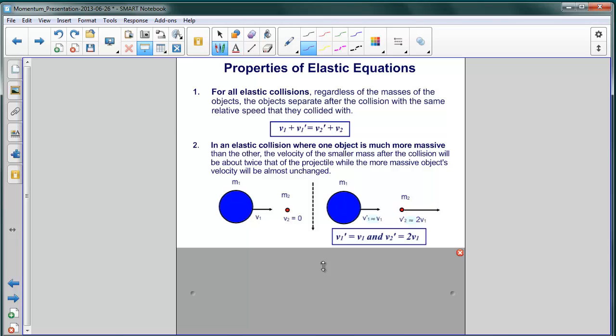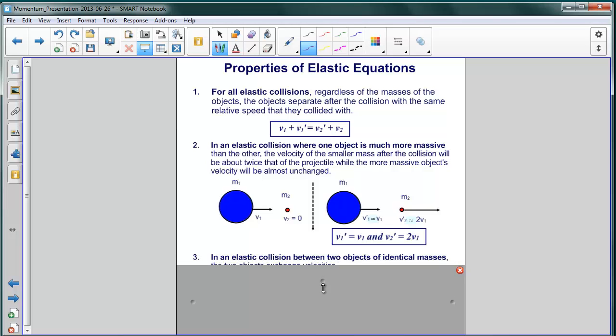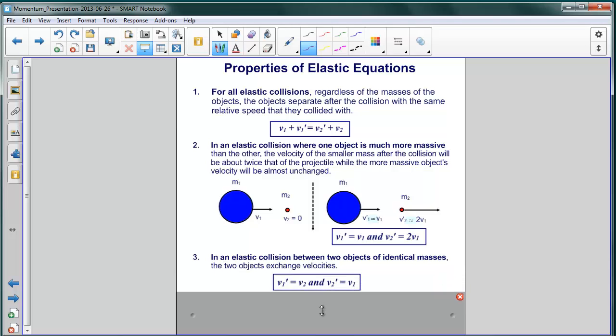In the next case, we look at objects of similar mass. In the case where two objects have identical masses, they exchange velocities. And so we get that v1 prime is equal to v2, and v2 prime is equal to v1. So if you remember these three cases, you can solve a lot of problems involving elastic collisions.